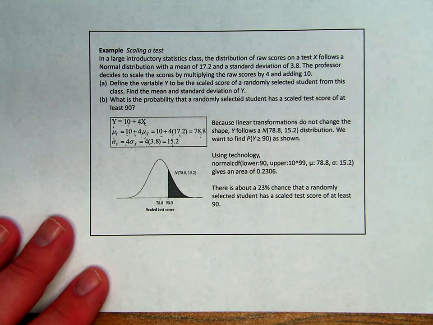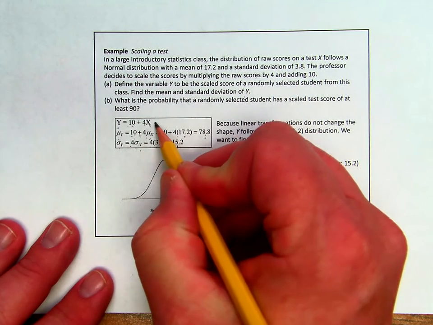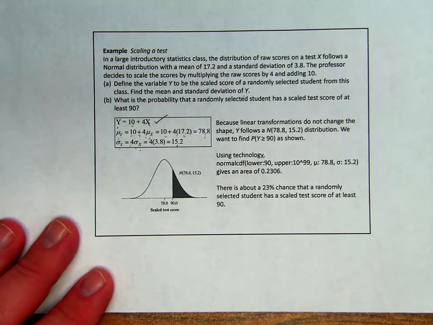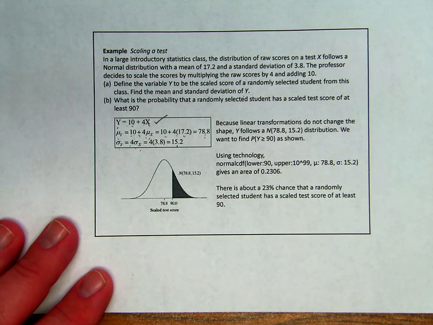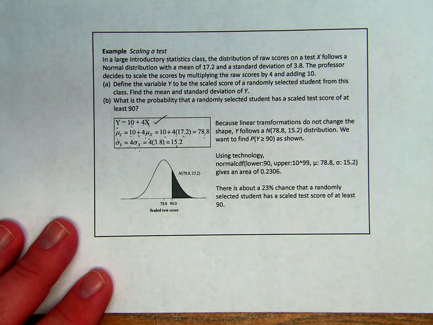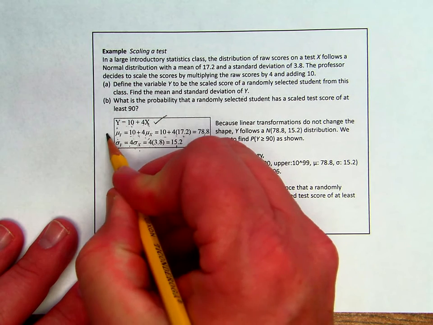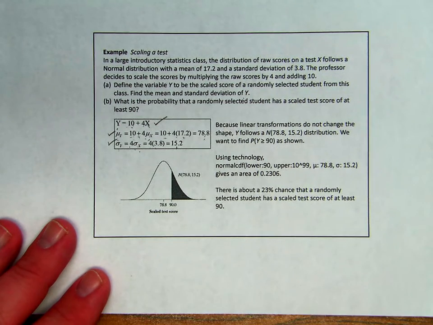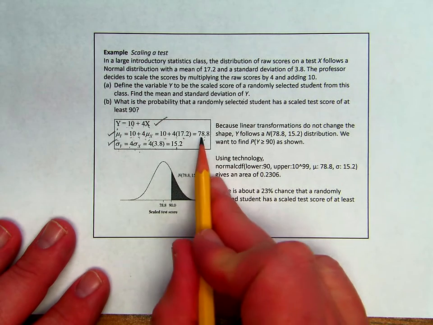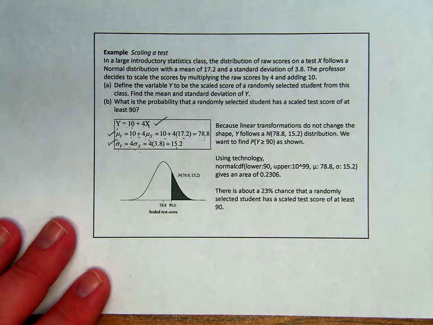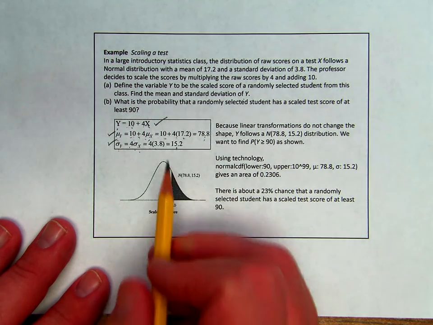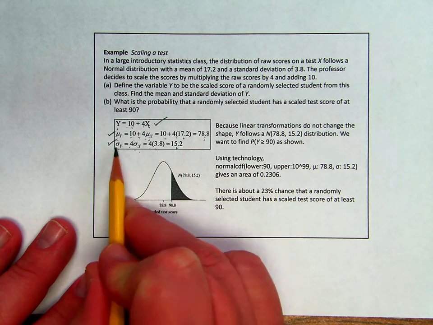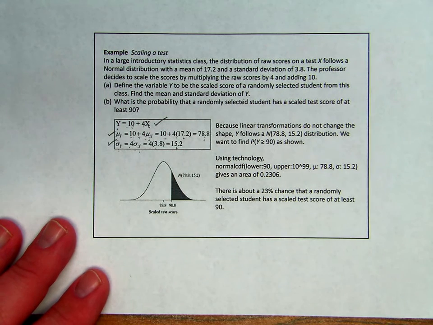So defining variable Y, that would be this right there. The answer is the work. There's really not much to show there. And then finding the mean and standard deviation, that would be what would be required for full credit in terms of showing the work. Just having 78.8 without showing that, you're getting little or no credit. Just having 15.82 without showing that, you're getting little or no credit.